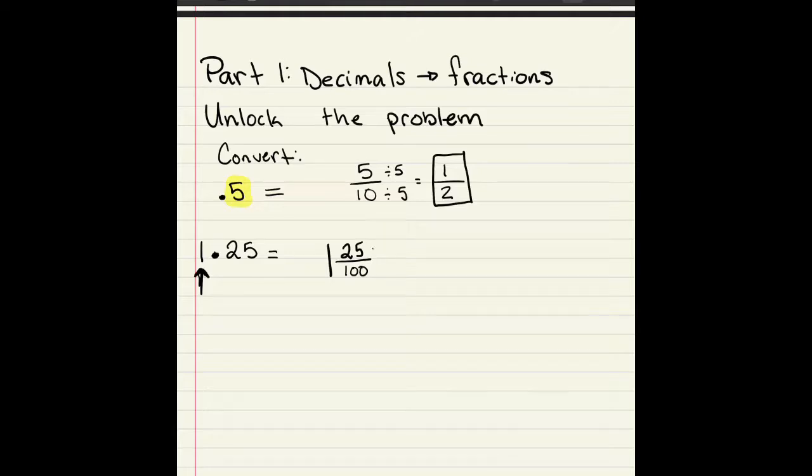So I can divide both of these by 25, just the fractions. We're not dividing the whole number, so our whole number stays the same. Well, I'm going to bring it down here. 25 divided by 25 is 1, and 100 divided by 25 is 4. So 1.25, or 1 and 25 hundredths, is equal to 1 1/4.